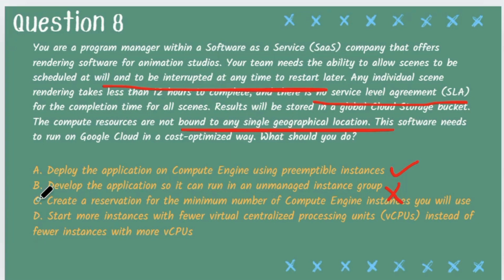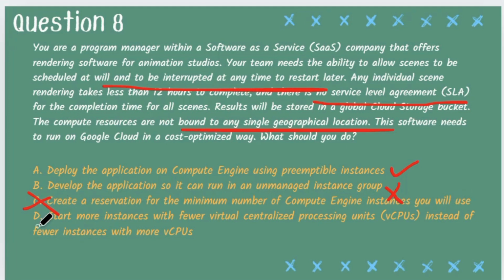Let's look at option C. Reserve the minimum number of compute instances. This is definitely ruled out. You're not going to reserve when you want to do a cost optimized way unless you know that you're going to use it for extended periods of time. But look at this, it can be interrupted at any time and restarted. So definitely this is not a committed use. Maybe for business critical applications you can go with this one, but option C is definitely ruled out.